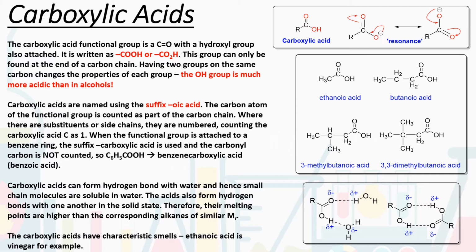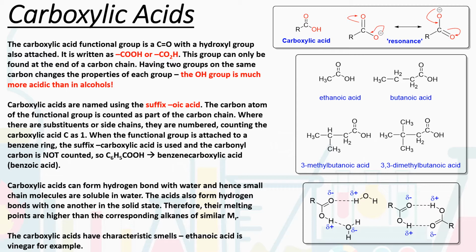Now, our standard IUPAC naming rules apply, so we always look for our longest chain. If we have any substituents, we have to number the substituents. We name everything in alphabetical order and not numerical order. So where there are substituents or side chains, we number them, and the carboxylic acid carbon is the first carbon. And again, like we had in aldehydes, we don't have to number where the carboxylic acid group is because it can only be found at the end of the chain.